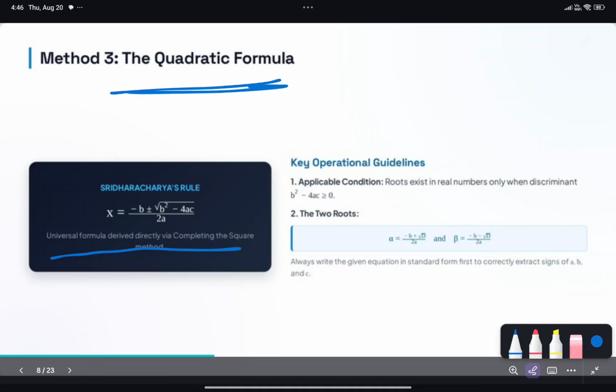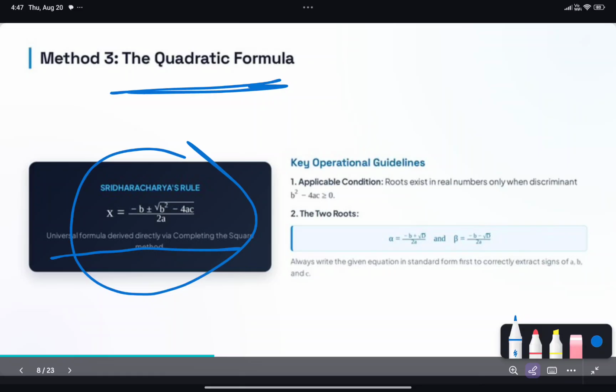Listen. Sometimes there is a possibility to split the middle term, but sometimes not. In some cases only. That's the time we find the solutions of the quadratic equation using this formula. We can use this formula always, no problem. Clear? We can use this formula always to find the solutions or roots of the quadratic equation. What is the formula? Tell me once.